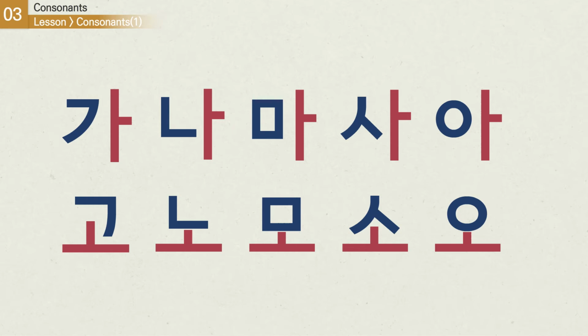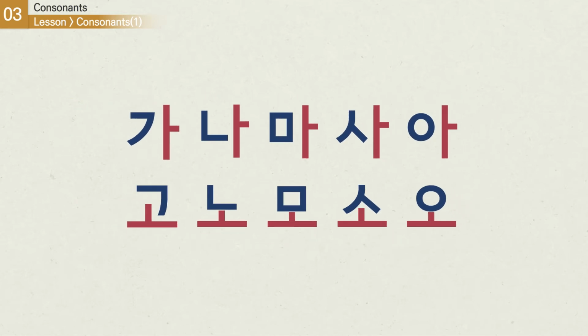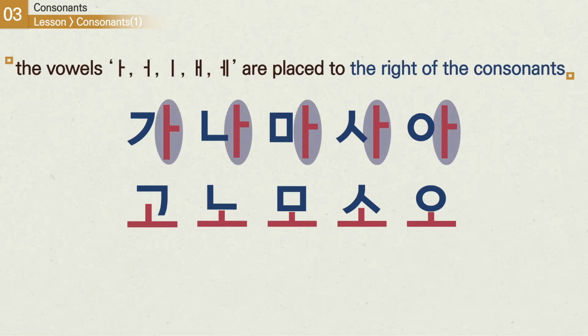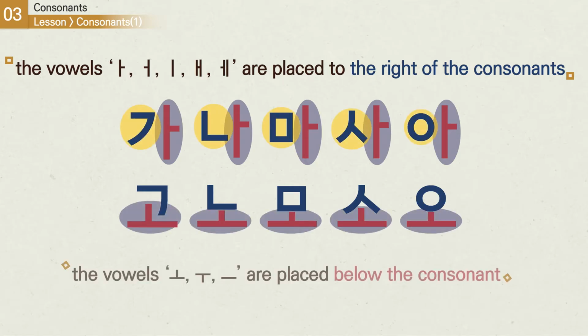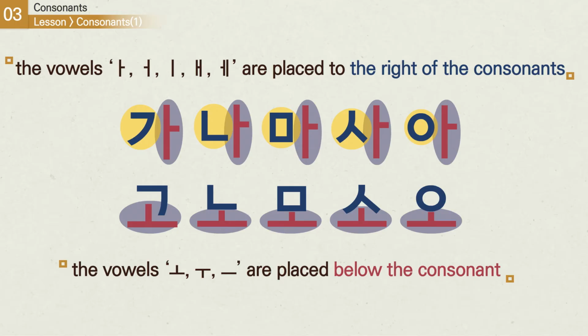This is how we construct each syllable in Hangul. Here, the vowels a, ya, eo, yeo, and i are placed to the right of the consonants, whereas the vowels o, u, and eu are placed below the consonant.